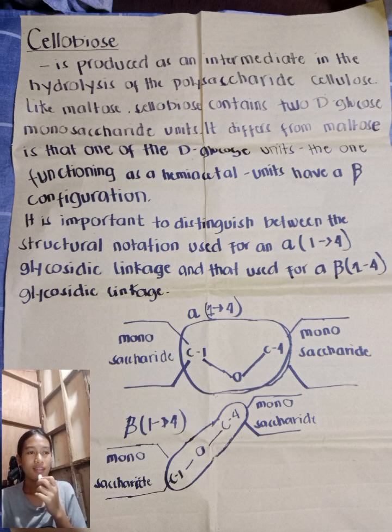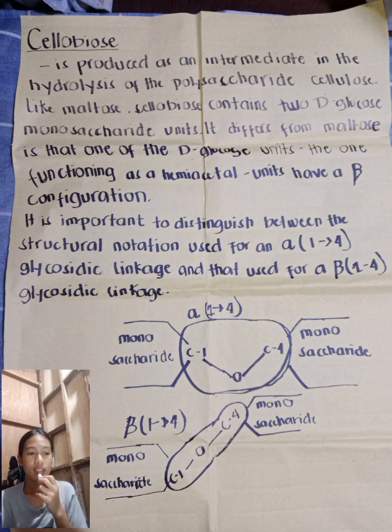So cellobiose is produced as an intermediate in the hydrolysis of the polysaccharide cellulose. Like maltose, cellobiose contains two D-glucose monosaccharide units, but it differs from maltose in that one of the D-glucose units, the one functioning as a hemiacetal, must be a β configuration.